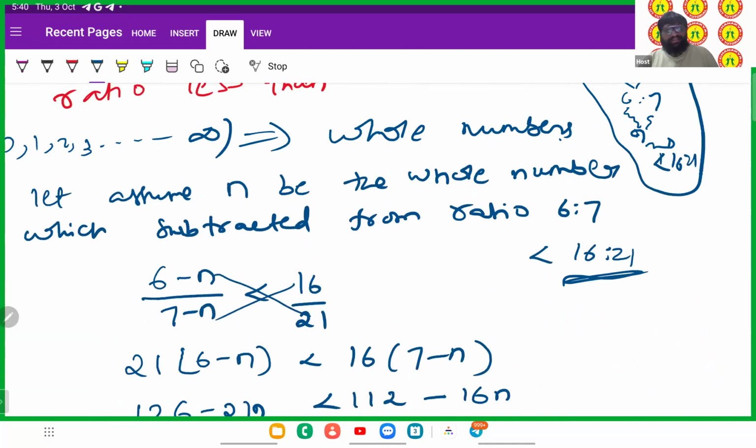Okay. Yes, Lasya, what's your doubt? Sir, when we were doing 14 by 5, can we write it as a mixed fraction, or does it come in decimal?